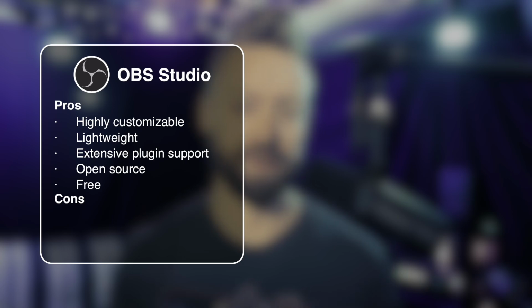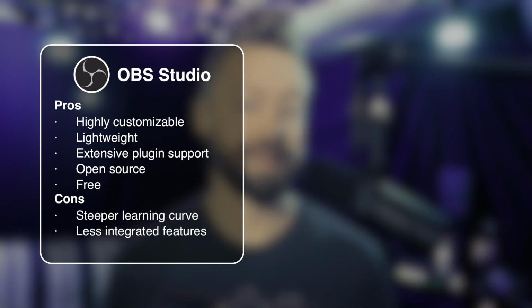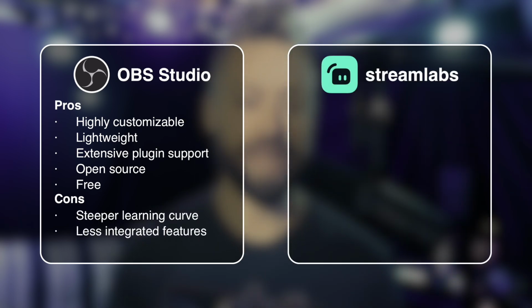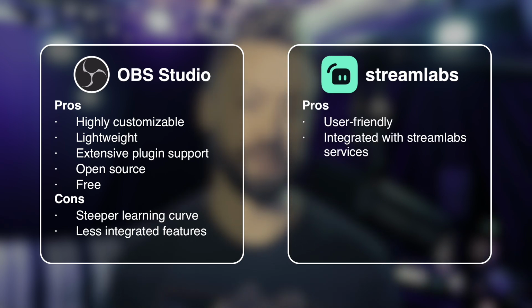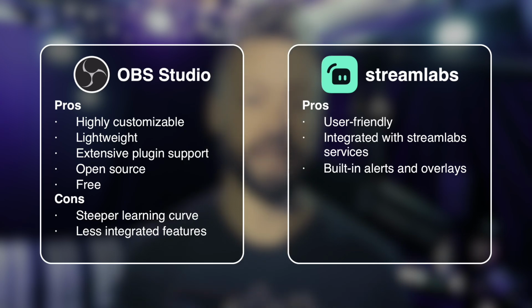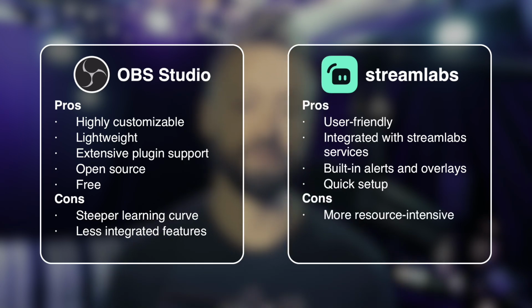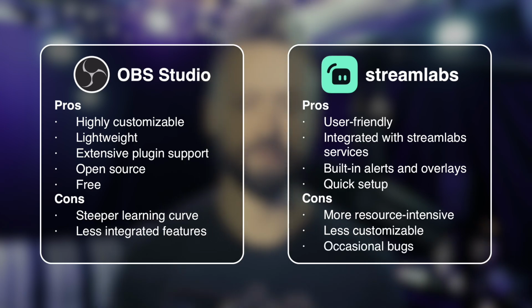So which one is right for you? It depends on your needs and preferences as a streamer. So let's break it down. OBS Studio. Pros: highly customizable, lightweight, extensive plugin support, open source, and free. Cons: steeper learning curve, less integrated features. Streamlabs OBS. Pros: user-friendly, integrated with Streamlabs services, built-in alerts and overlays, quick setup. Cons: more resource-intensive, less customizable, occasional bugs.